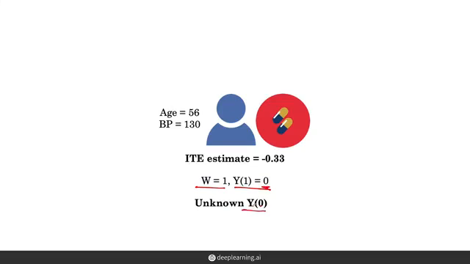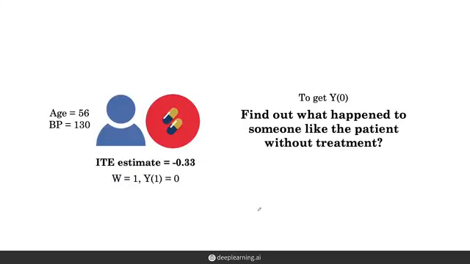To know the real effect of the treatment, we'd have to know the counterfactual, which is what would have happened to them without the treatment. Now, we don't know the counterfactual outcome Y0 for this patient, but perhaps we can find another patient just like them in the control arm who did not get treatment and use their outcome instead.